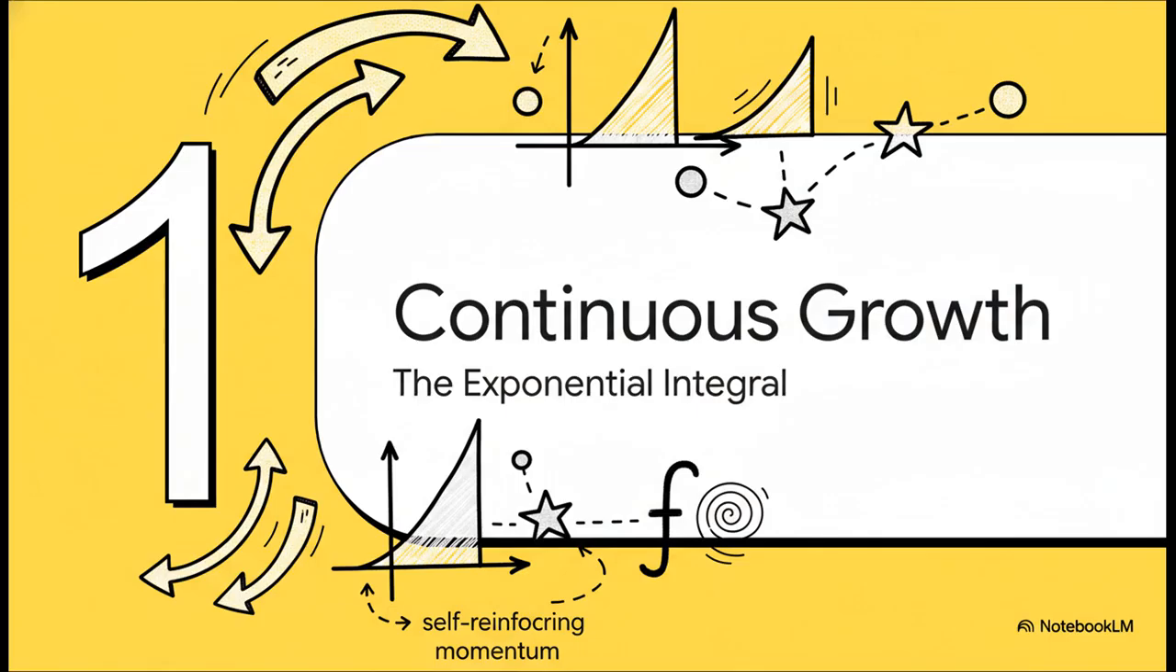We're going to start by looking at a specific kind of integration that models one of the most powerful forces in business and, frankly, in all of nature: continuous proportional growth. Just think about it for a second. The more money you have in an account with compounding interest, the more interest it earns. The more people that join a social media platform, the more likely their friends are to join too. It's a self-reinforcing loop. This exact phenomenon is modeled by what we call the exponential integral.